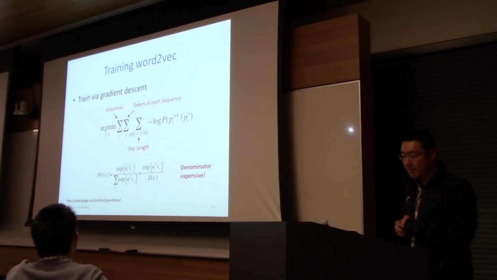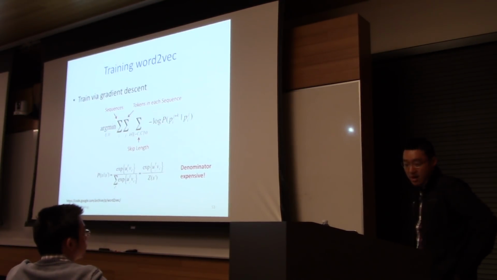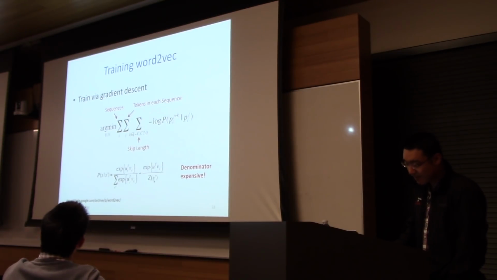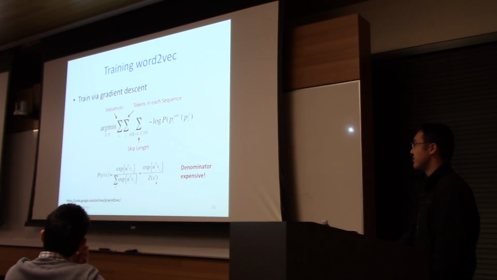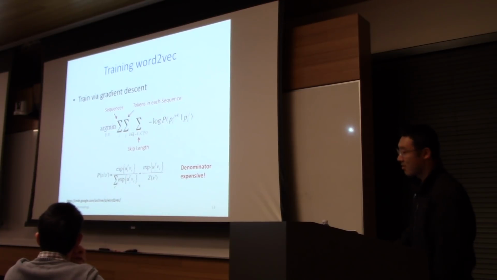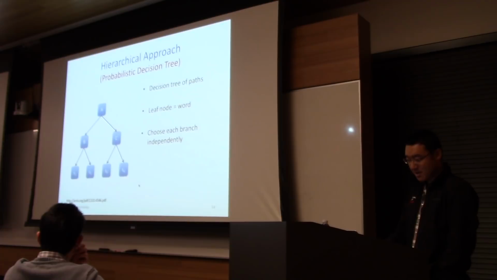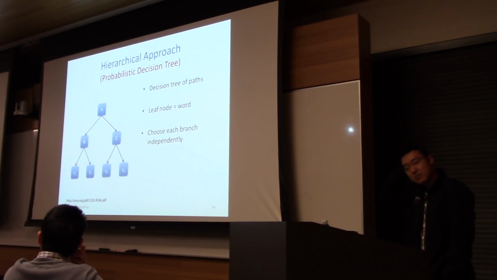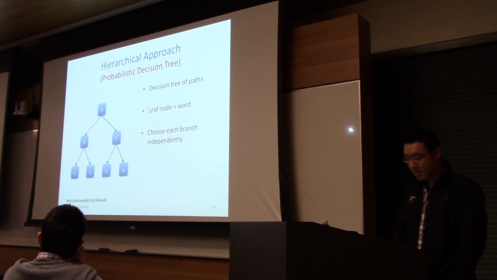So I'm going to end with a few slides on some of the issues that come up with training word2vec. Again, the denominator is the thing that kills the computational cost. You don't really want to sum over all possible words. So one of the things that the people who worked on word2vec looked at was a hierarchical approach to defining this probabilistic model.